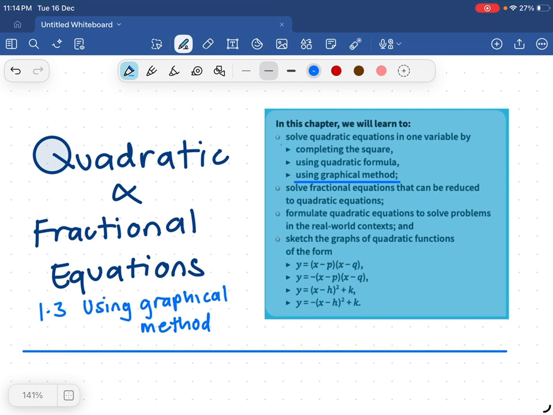Now, remember there are four methods of solving quadratic equations. Number one is completing the square. Number two is using a quadratic formula. Number three is our graphical method. And number four, which is what you've already learned, is our factorization. So, without further ado, let's get into solving quadratic equations using the graphical method.